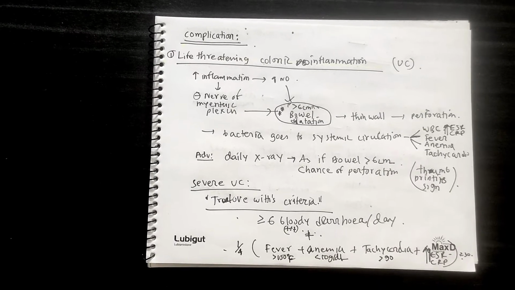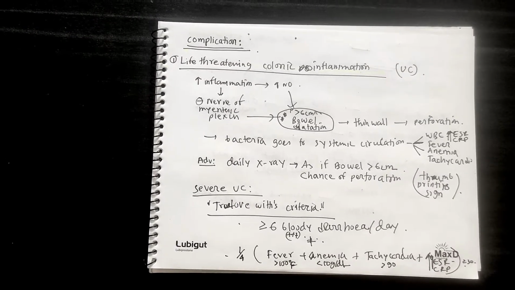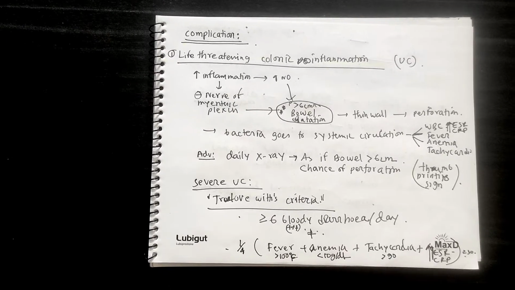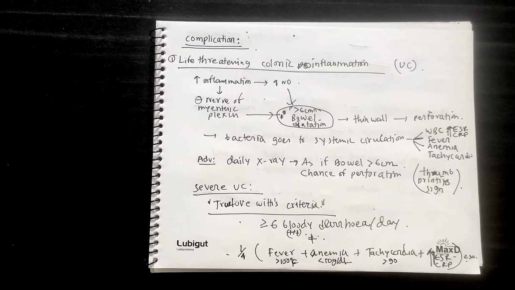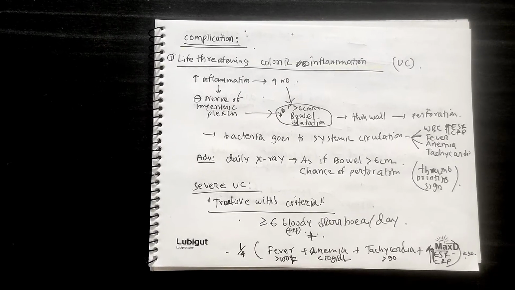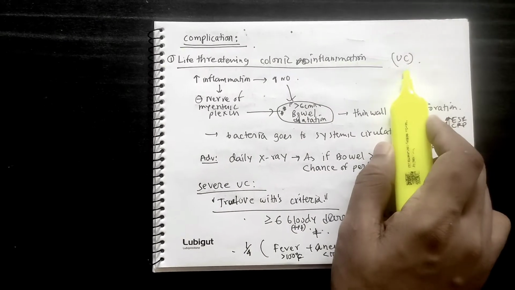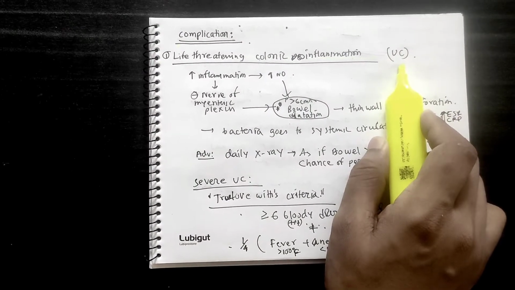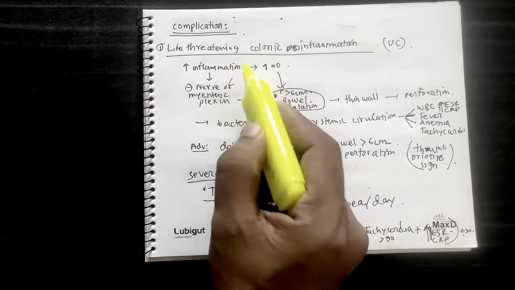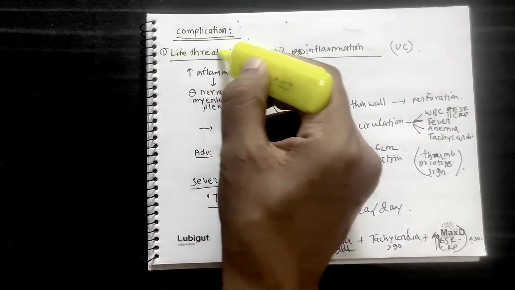Hello friends, so today we are going to discuss inflammatory bowel disease. At first we will see the complications which occur during the course of ulcerative colitis and Crohn's disease. Now at first, ulcerative colitis. In ulcerative colitis it causes life-threatening colonic inflammation.